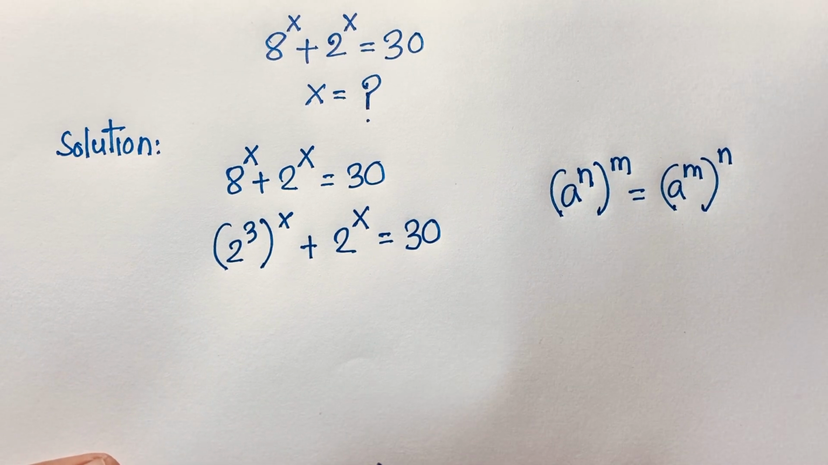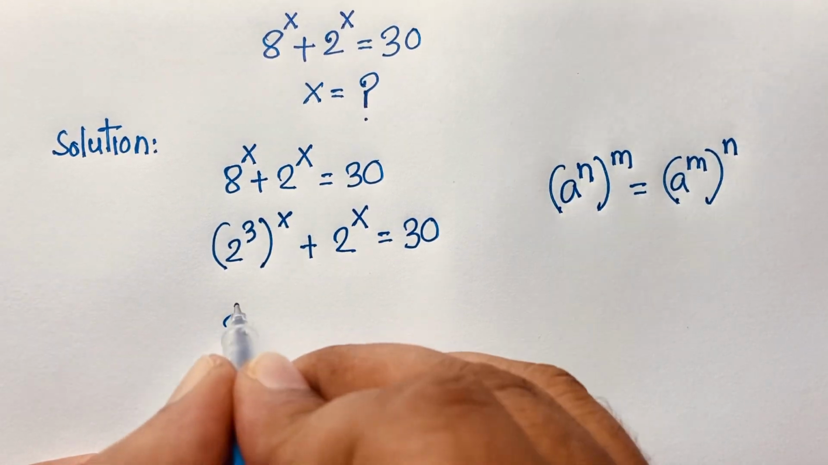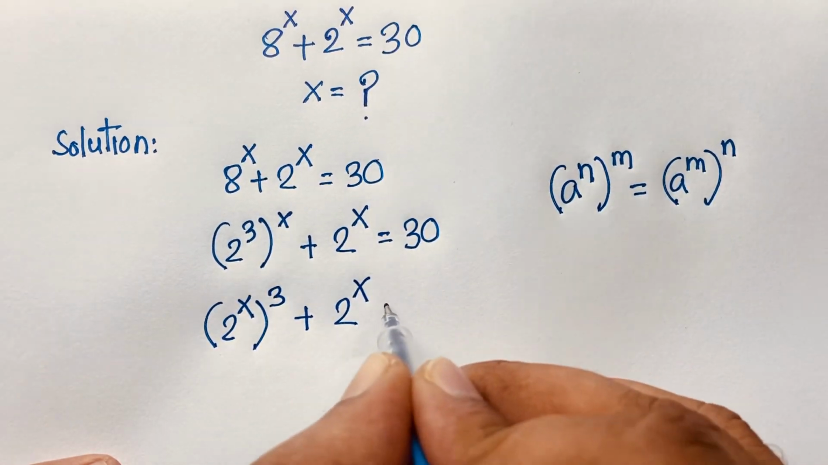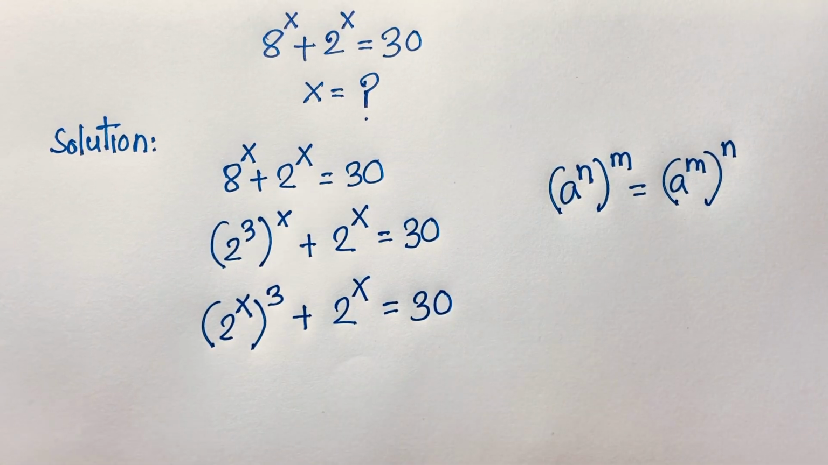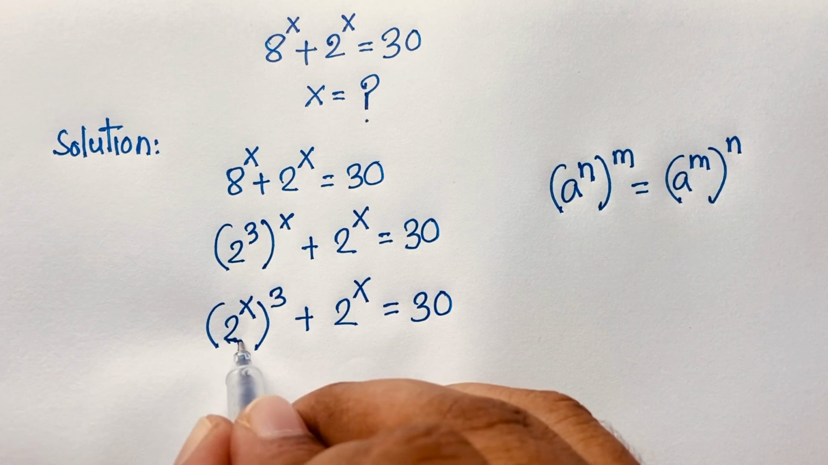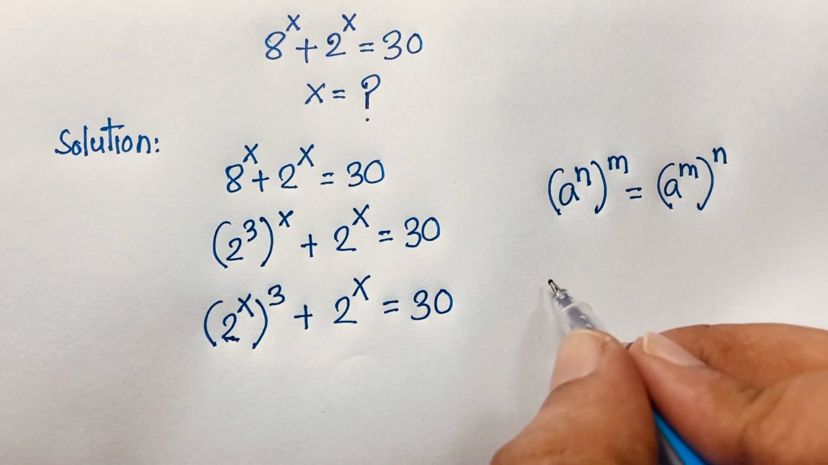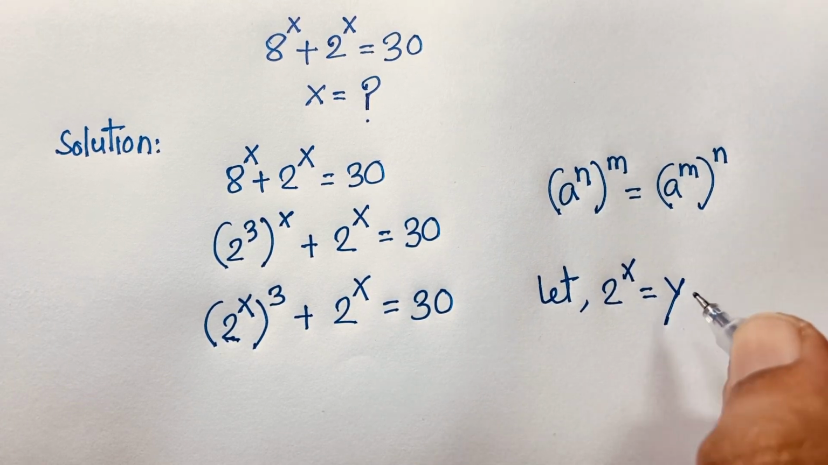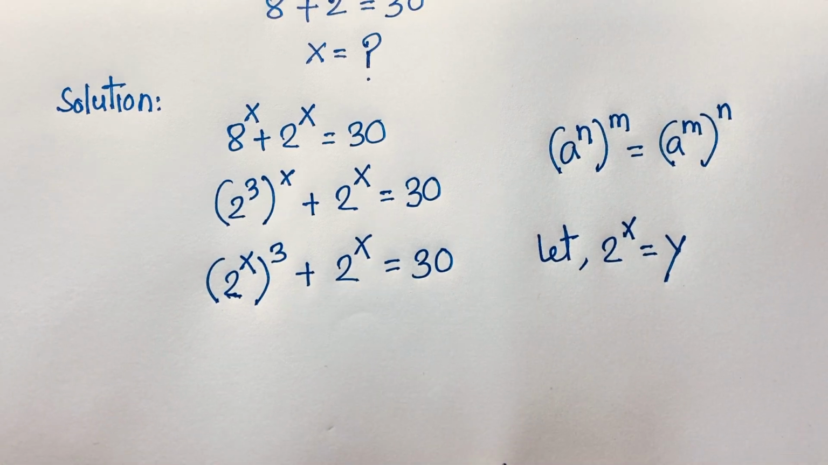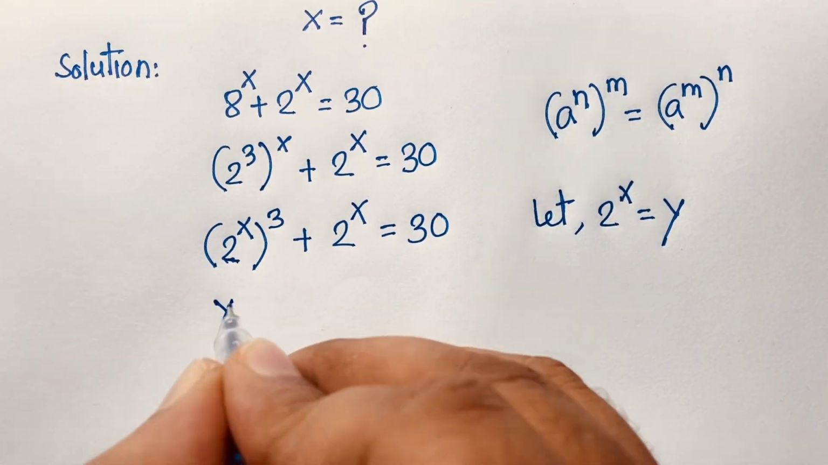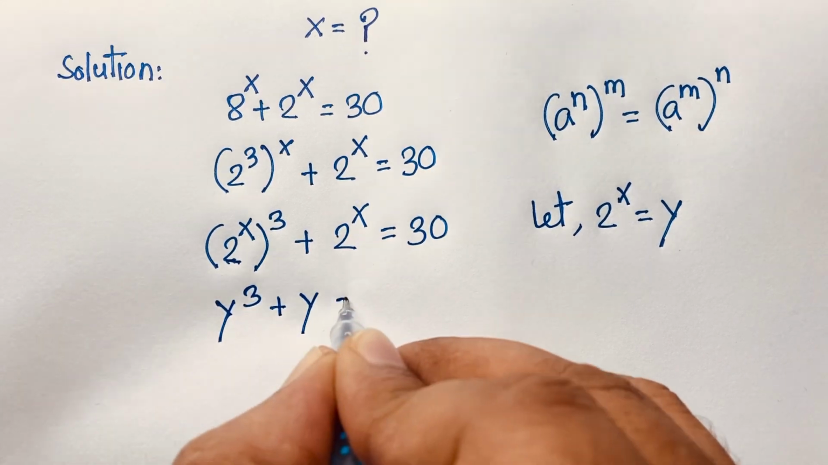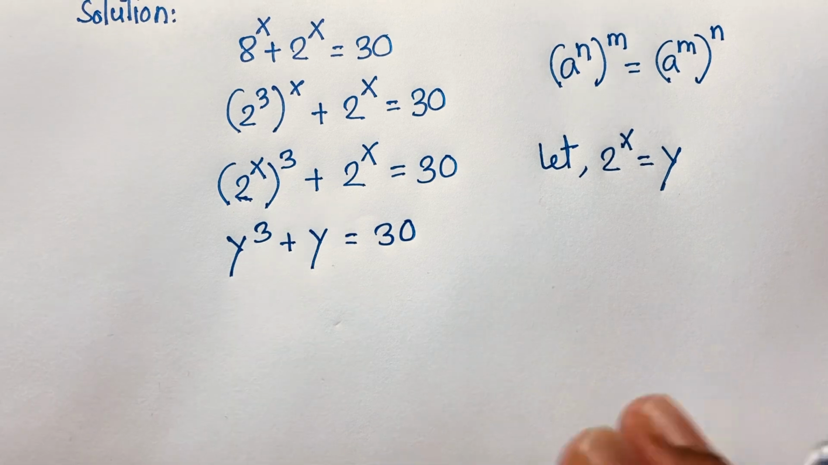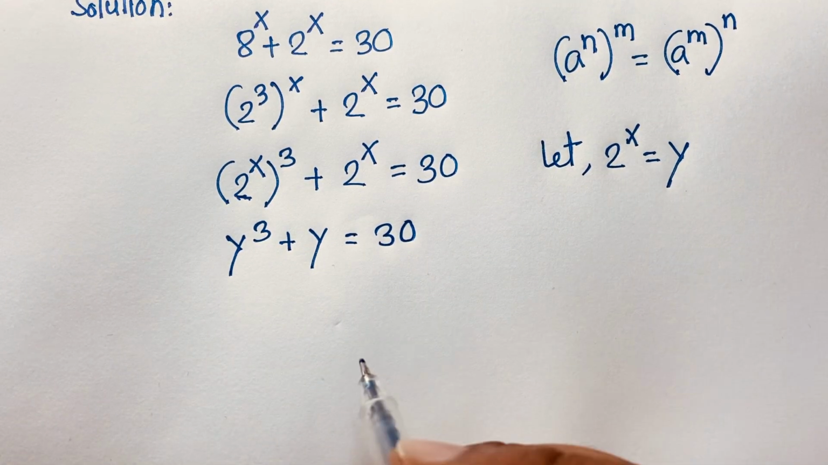Now at this moment you can see this exponent here: 2 to the power x in brackets, to the power 3, plus 2 to the power x is equal to 30. Now here is 2 to the power x and this is 2 to the power x, both are same. So at this moment let 2 to the power x be y. So we will put 2 to the power x as y. So at this point you can see that it will be y to the power 3 plus y is equal to 30. We'll find a nice cubic equation. Here is y to the power 3 plus y is equal to 30.